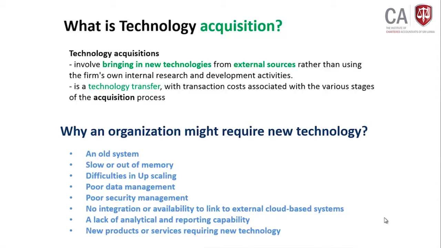So organizations need new technologies. That is why they need them. It can be an old system that you are using, so you need a new system. It is slow or out of memory, so it provides very bad feedback from the customers. Difficulty in upscaling. Poor data management, poor security, no integrations, lack of analytical and reporting capabilities, new products and services requiring new technologies. By reading these alone you can understand what the requirements are.